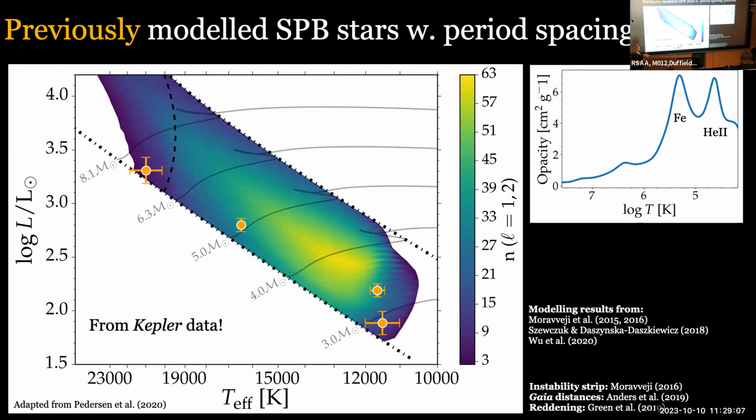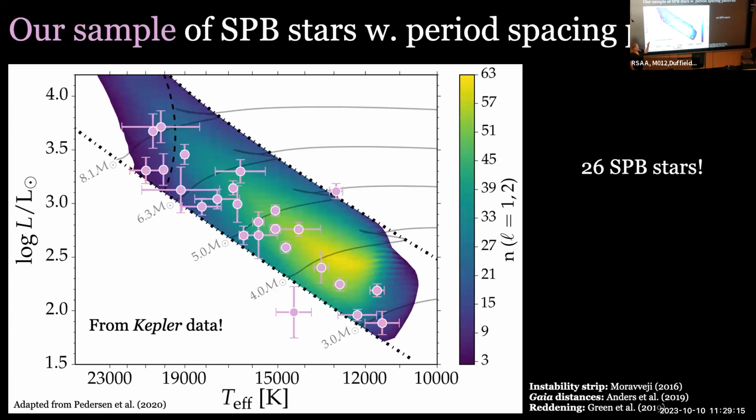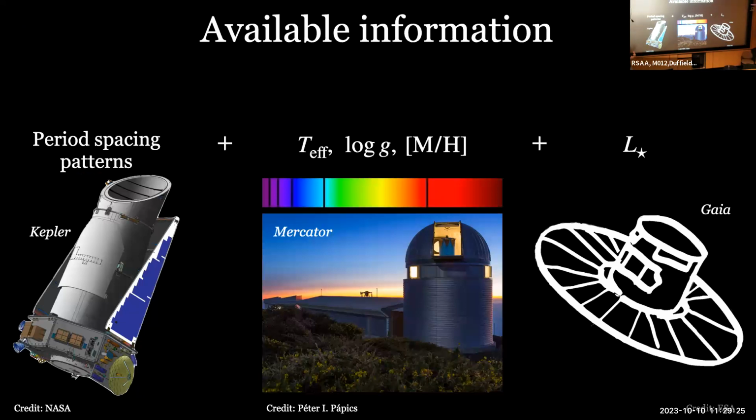And as you can see here, prior to the studies that I did, only very few of these kinds of patterns had been modeled. What we were able to do is to increase the sample to 26 SPB stars and try to really get good constraints on what the interior mixing of these types of stars looks like. We did this using a different set of observations. The period spacing patterns we get from Kepler, we have spectroscopic parameters from ground-based spectroscopy observations, and combined with Gaia distances, we also have a luminosity. So these parameters we use in different ways.